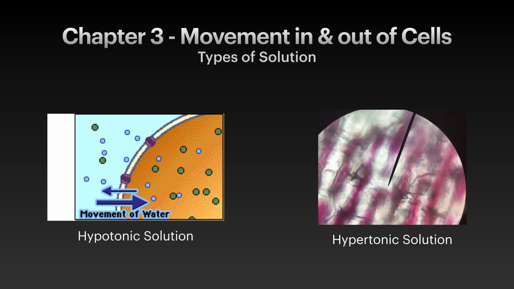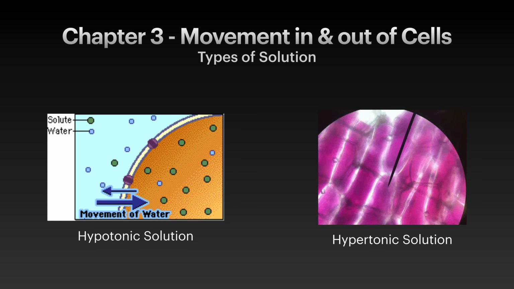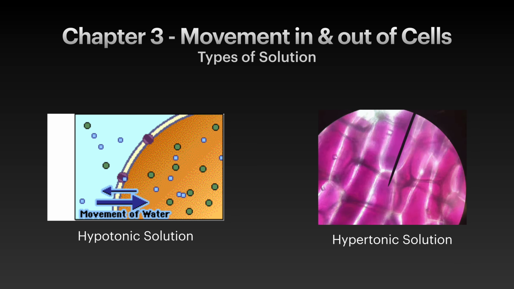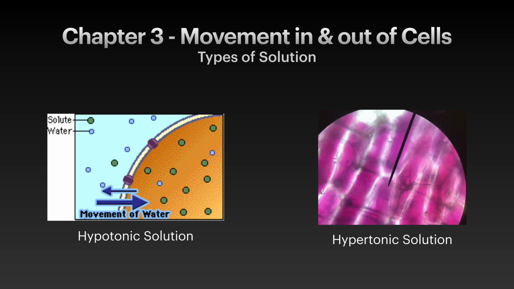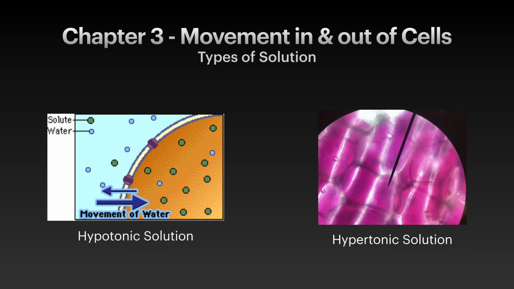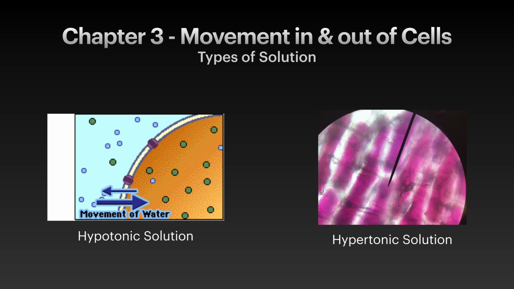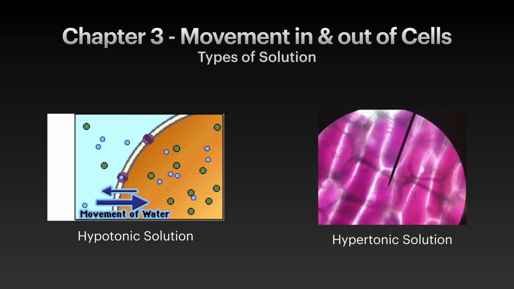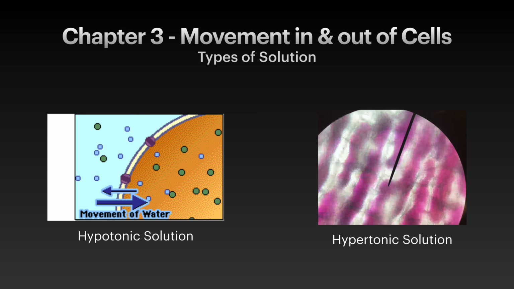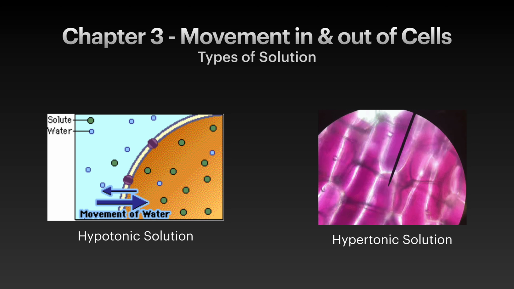Now let's look at osmosis in plant cells. Plant cells respond differently to osmosis because they have a cell wall. There are three main scenarios: plant cell in pure water, plant cell in concentrated solution, and plant cell in an isotonic solution. When plant cells are put in pure water, the water molecules move into the cell by osmosis.